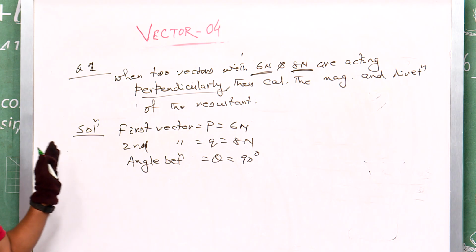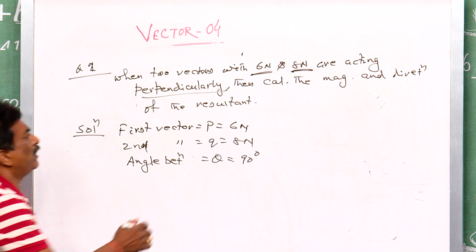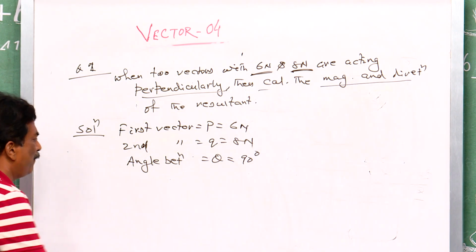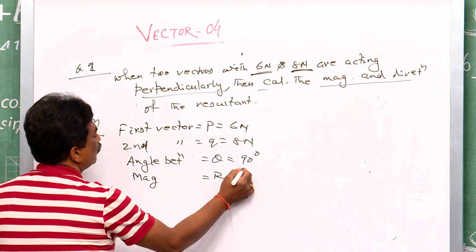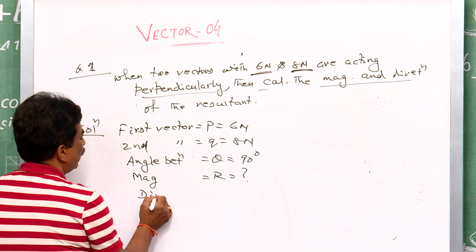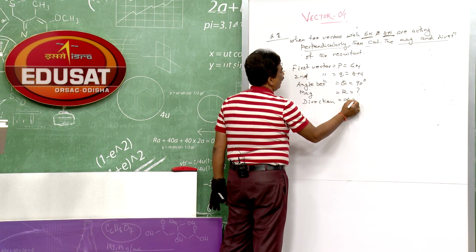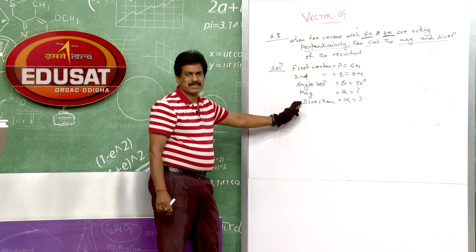So first write what is given. Next, what are you asked? Calculate the magnitude and the direction. Magnitude is equal to R, question mark. Then the direction is equal to alpha, question mark. So these are the asking data.